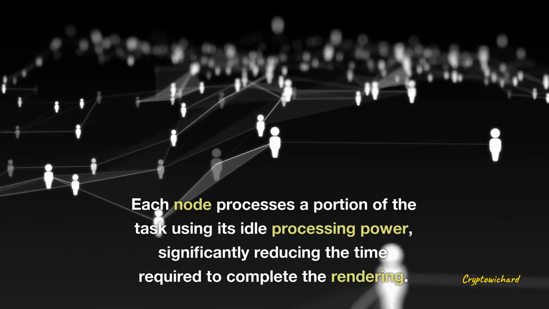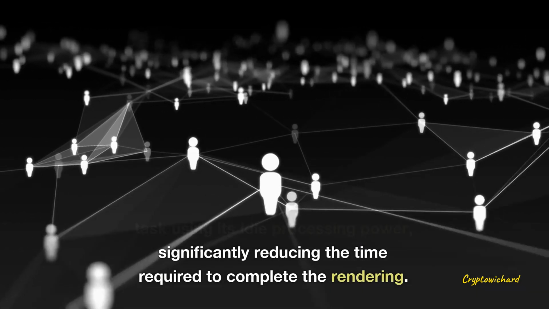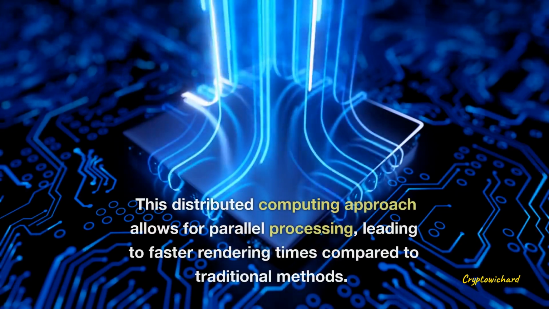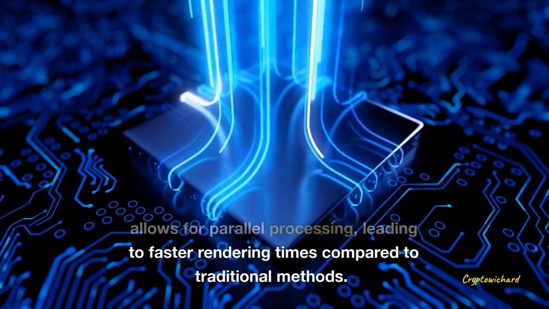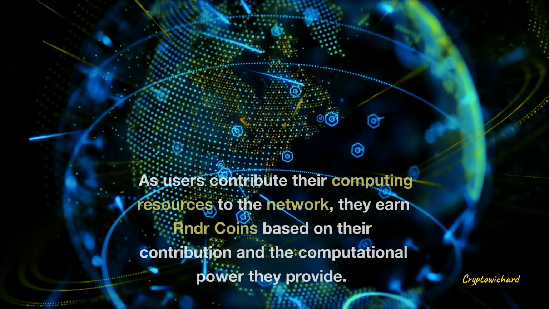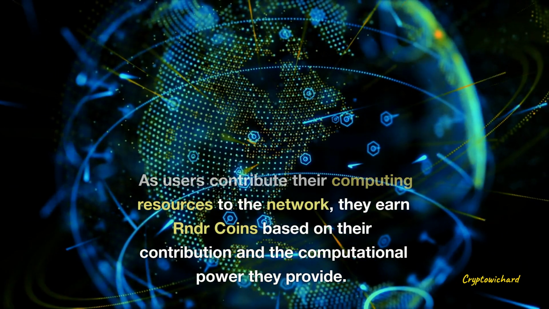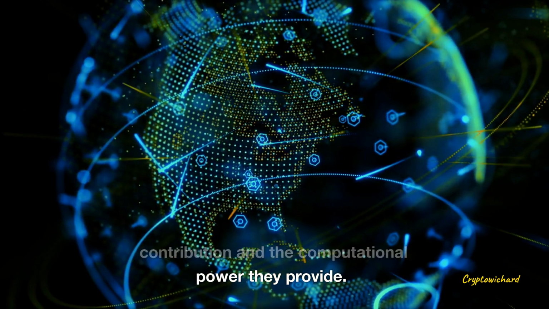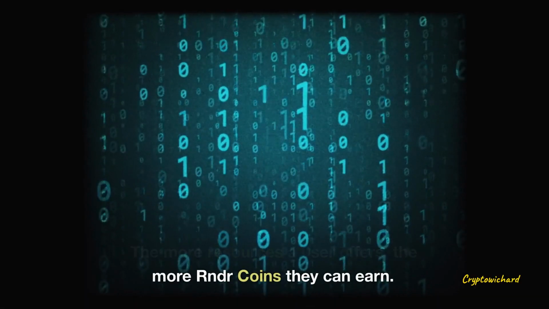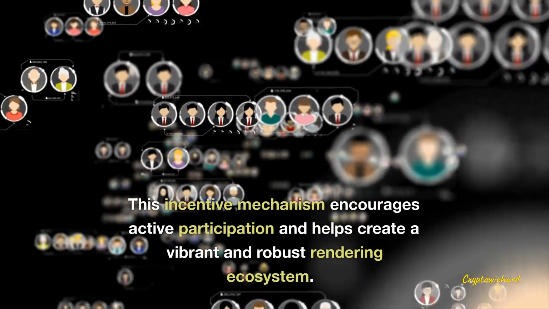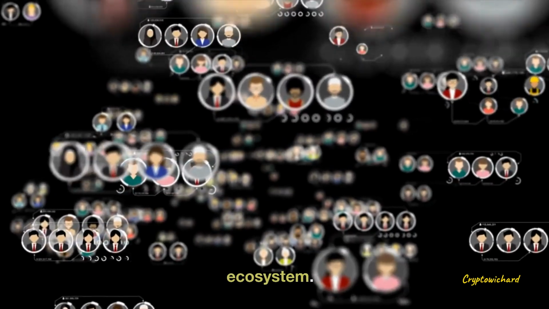Each node processes a portion of the task using its idle processing power, significantly reducing the time required to complete the rendering. This distributed computing approach allows for parallel processing, leading to faster rendering times compared to traditional methods. As users contribute their computing resources to the network, they earn Rndr coins based on their contribution and the computational power they provide. The more resources a user offers, the more Rndr coins they can earn. This incentive mechanism encourages active participation and helps create a vibrant and robust rendering ecosystem.